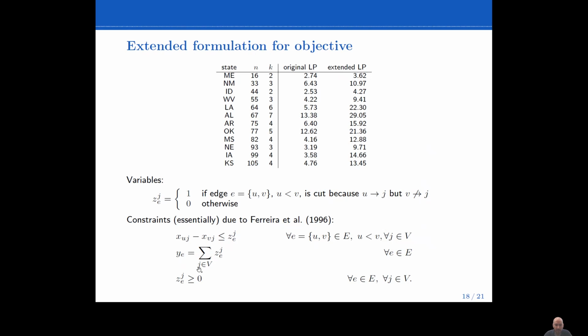So if you use this model to supplement the previous models, you'll get a much better LP bound. In some cases, let's say for Kansas, the original LP bound was just, say, 5. But with this extended objective, you can bring that all the way up to 14, which is a huge improvement.